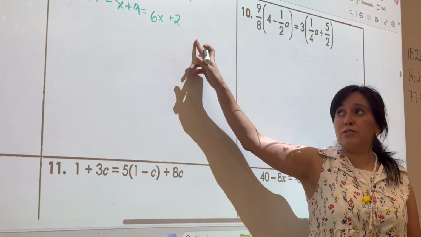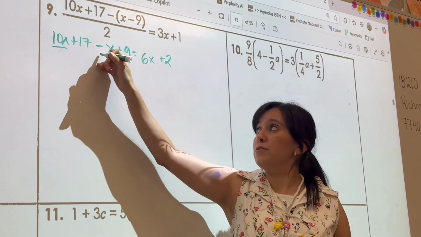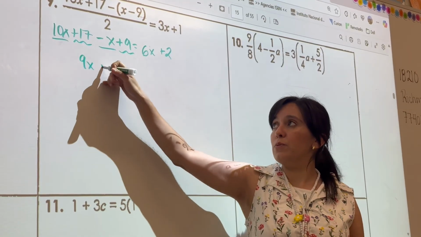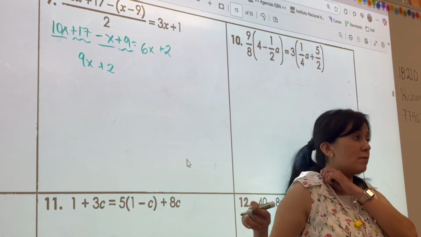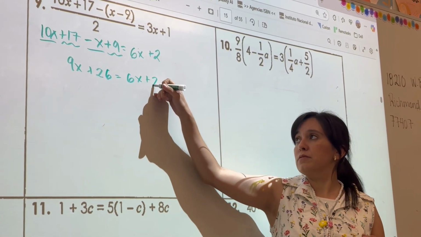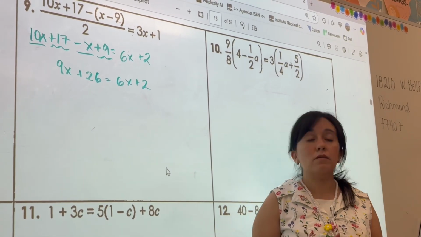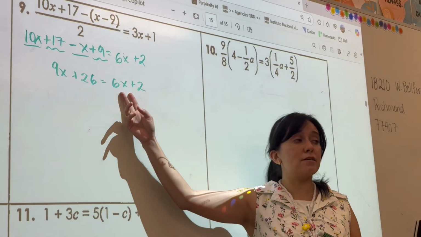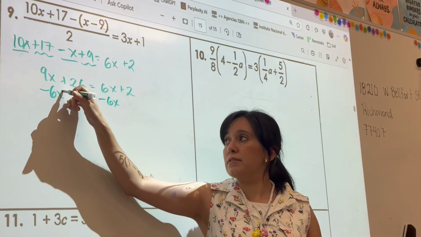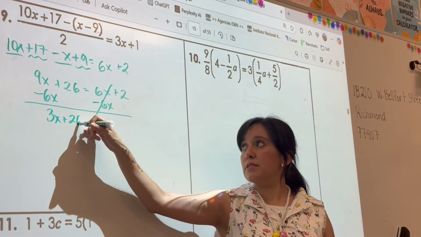Okay, so anybody any questions about what I did? Okay, we combine like terms, that in this case is going to be this with this, right? That is going to be 9x, and then this with this, how much is it? 17 plus 9? 26 equals 6x plus 2. Anybody any question? Then what do we do? Like the 6, move it that side. Minus 6x, minus 6x. This goes with this, and we have 3x plus 26 equals 2.